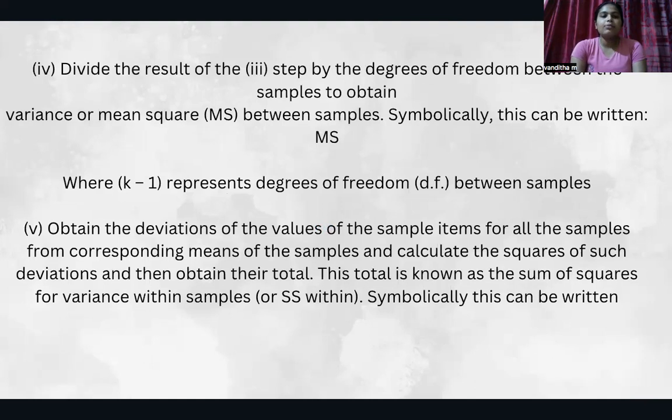Next step is we need to divide the result of the third step, that is the sum of squares we have obtained, by the degrees of freedom. This gives the variance or mean square between samples, symbolically written as MS between, where k minus 1 represents the degrees of freedom.